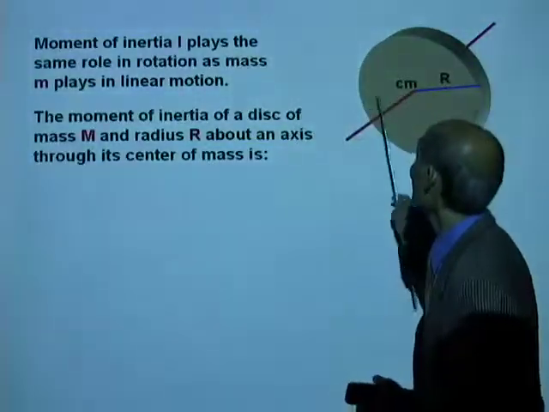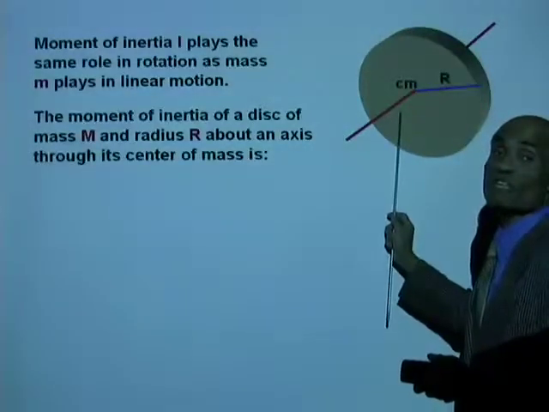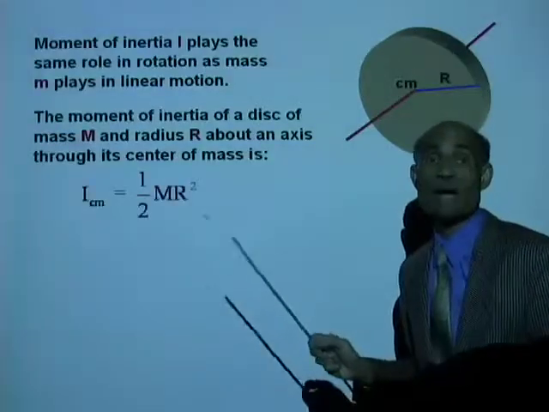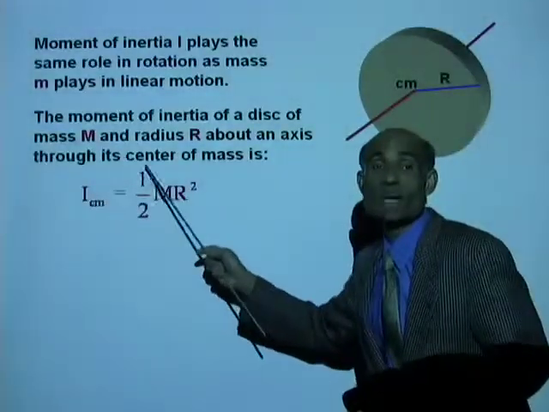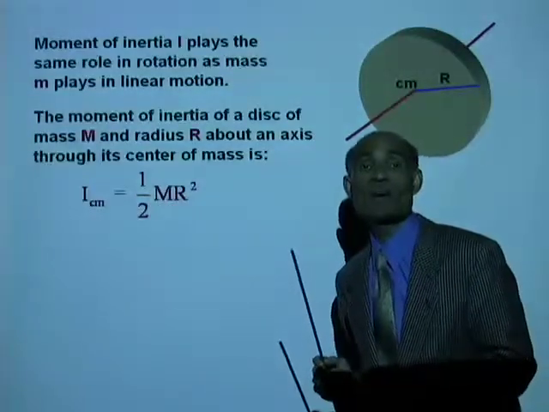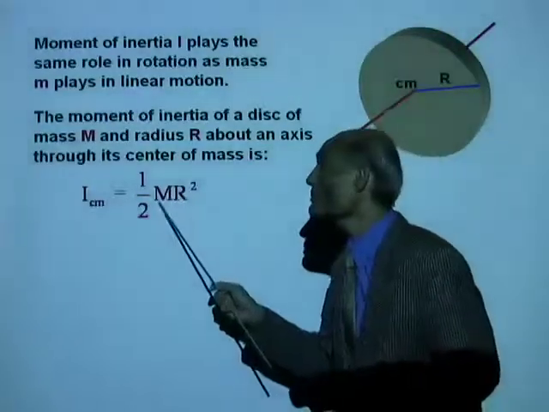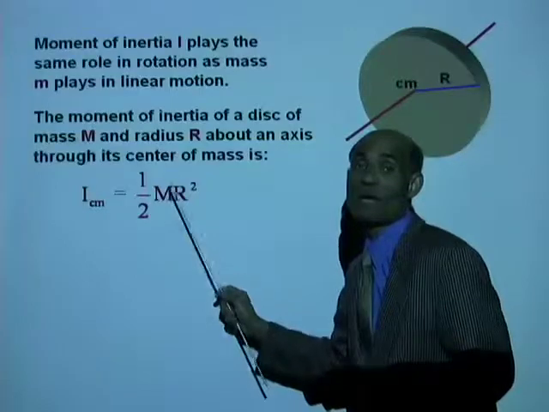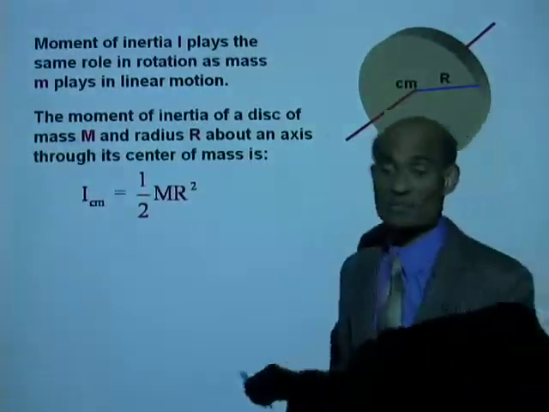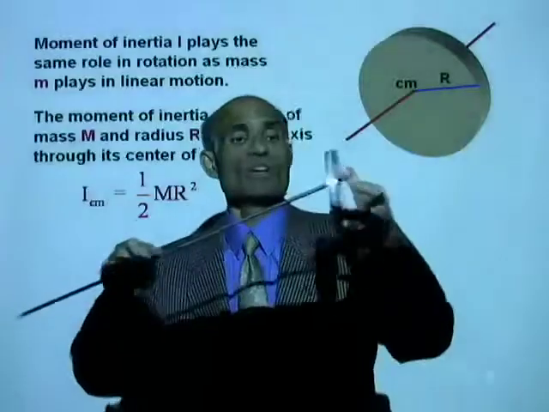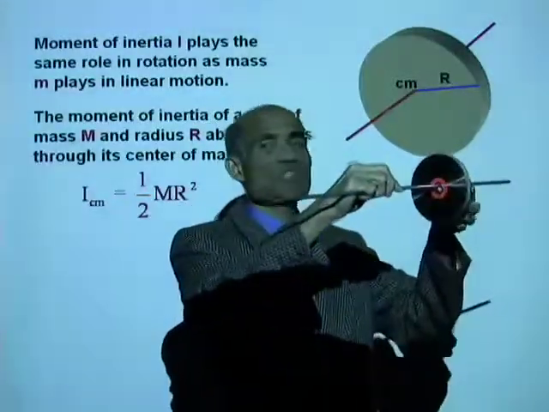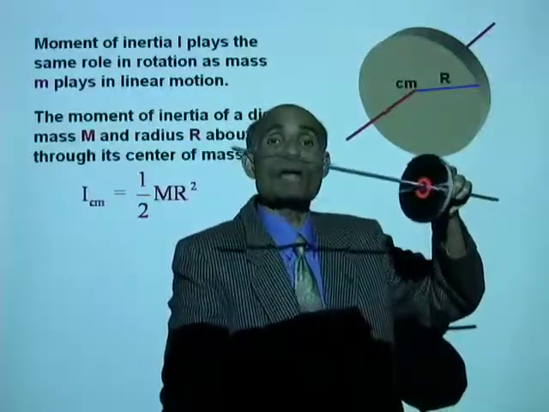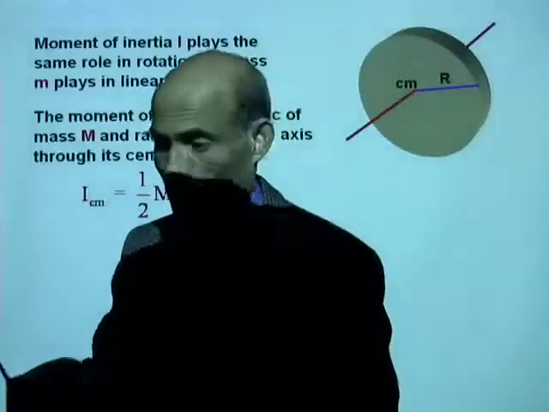What is the formula for the moment of inertia of a disk about an axis that passes through its center of mass? The formula is this: I center of mass equals 1/2 mr squared. This is the moment of inertia of a disk of radius r and mass m about an axis that passes through its center of mass. Well, this is an axis passing through the center of mass of this disk. So its moment of inertia is 1/2 mr squared.